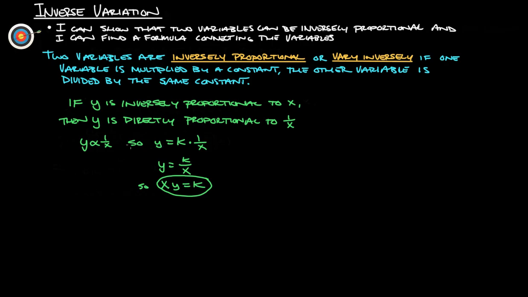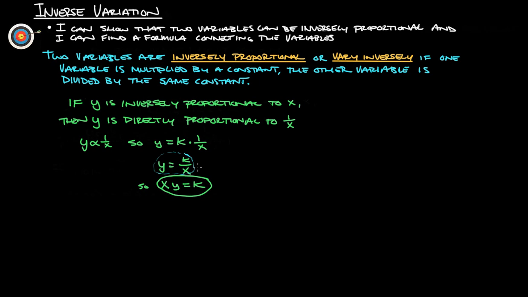So instead of y equals k times x, it's y equals k times 1 over x. If we multiply k times 1 over x, that gives us y equals k over x, which is the inverse proportionality formula that we use.